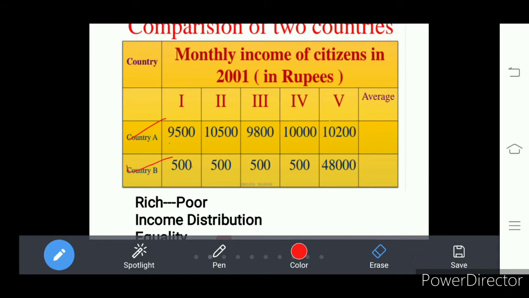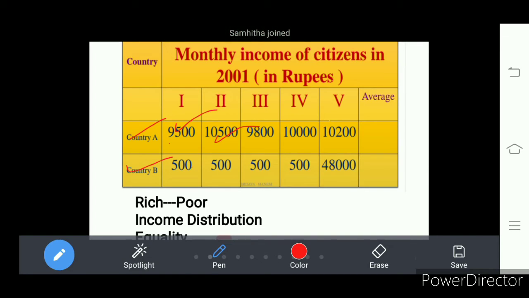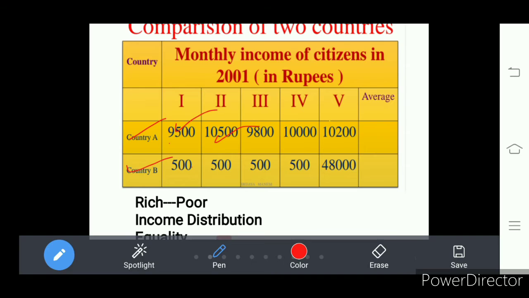Now what is the monthly income of the first citizen in country A? It is 9,500, right? And the second is 10,500. If you look at country A and observe it, you will come to know that almost all the citizens in country A are earning more or less equal income.